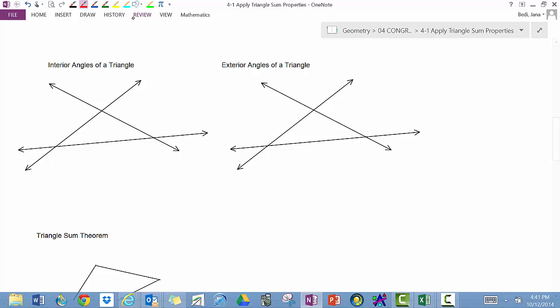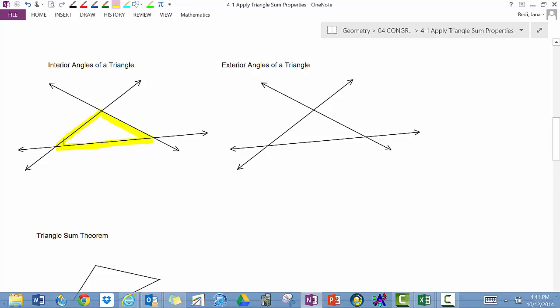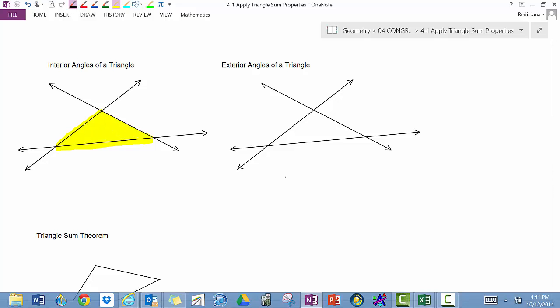So how do we identify the interior angles of a triangle? Well, let's first of all highlight the triangle and color it in. So now, any angle that I mark with an arc, where the arc is in the yellow, this is an interior angle. And in the next diagram, the exterior angles are marked by whatever is outside the triangle, not in the interior. So let's go ahead and mark those.